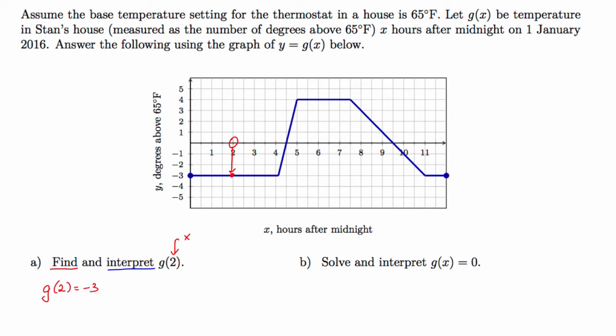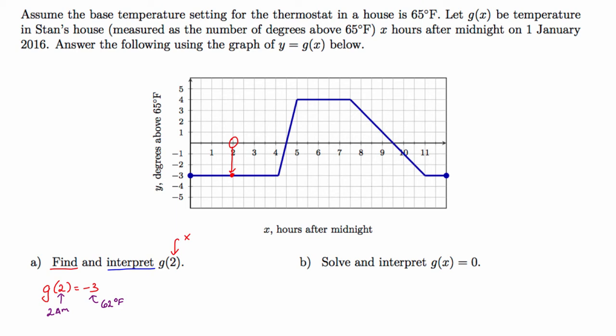Now with that being said, we need to recognize what an x value of 2 means. An x value is the number of hours after midnight on January 1st, 2016. So an x value of 2 means 2 hours after midnight. That means 2 a.m. on that particular date. The output values from the function, or the y values from the function, represent the temperature measured as the number of degrees above 65 degrees Fahrenheit. Well, since we have -3 degrees above 65 degrees Fahrenheit, that's telling us we're actually 3 degrees below 65 degrees Fahrenheit. So we're talking about 62 degrees Fahrenheit.